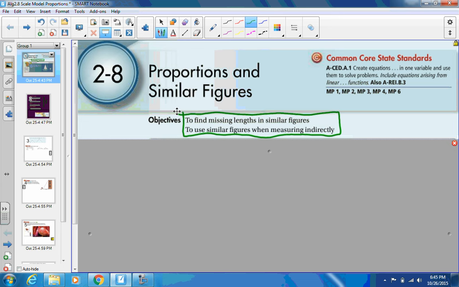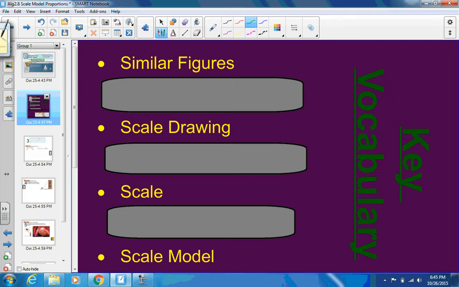All right, so we're going to use similar figures or proportions to find missing things. So here's some vocab for today. First one is, what are similar figures? You may or may not know this, but we're going to use those today. So by the way, I think this one, scale, is definitely one of the key vocab words for this chapter, in case you were wondering.